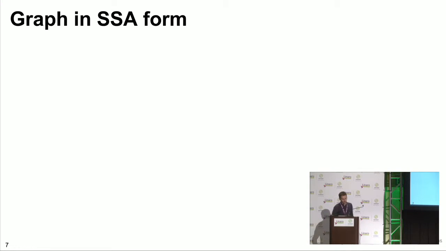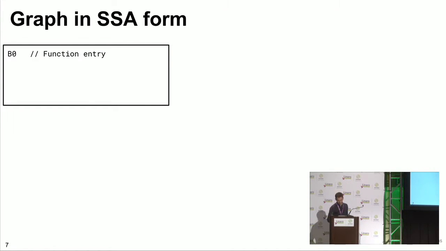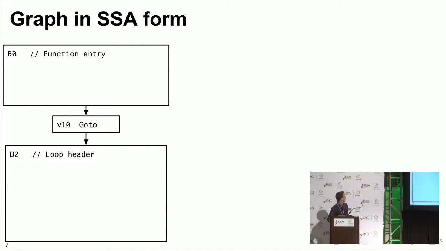Now we are building the graph from the Dex bytecode. The first block in the graph is the function entry. This block contains some instructions, and then goes to another block that only contains a goto. Then the control flow continues to a loop header. This is the real representation of the graph that's built by the compiler for the code example we saw before.